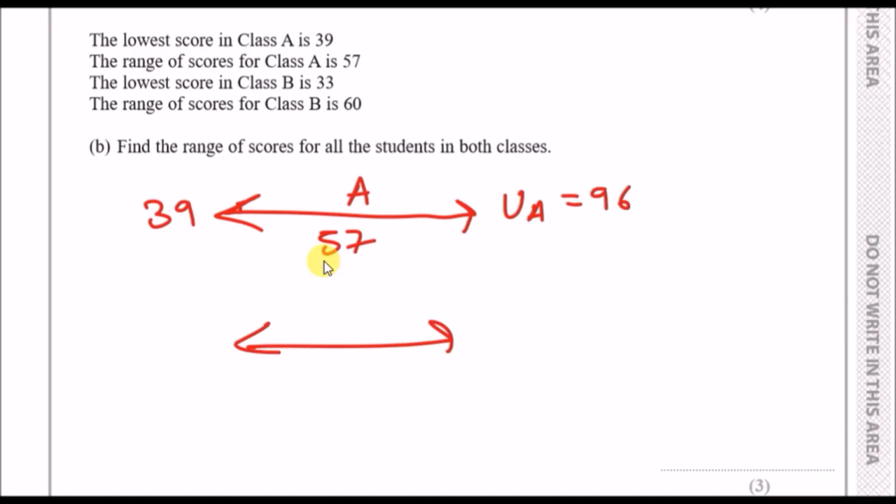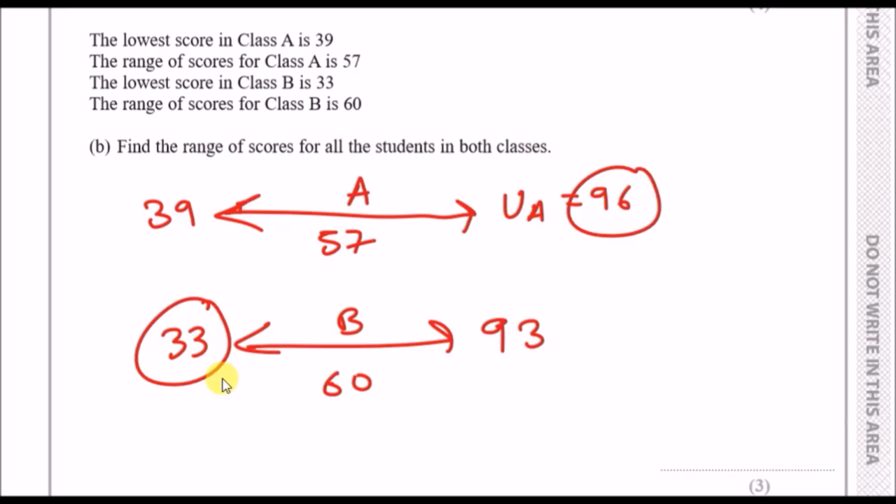Now how about for Class B? You know the range was 60 and the lowest score was 33. 33 plus 60 will give us 93, and this is the upper bound. So this means that for the range of all the scores, the lowest in both classes was 33 and the highest was 96. The difference between them should give us 63.